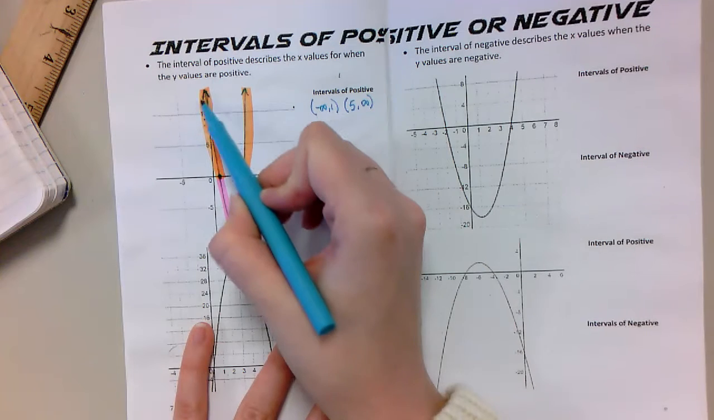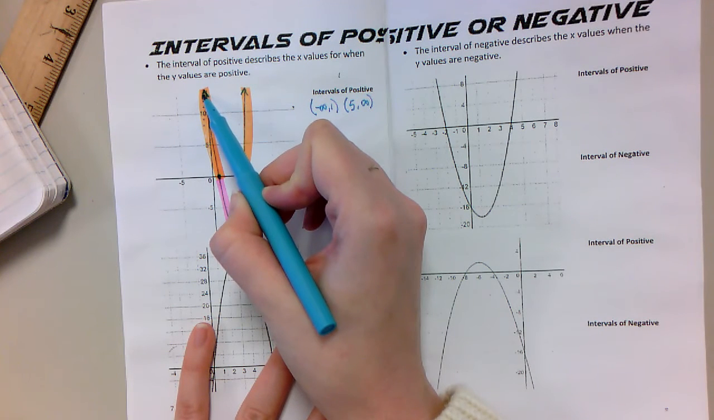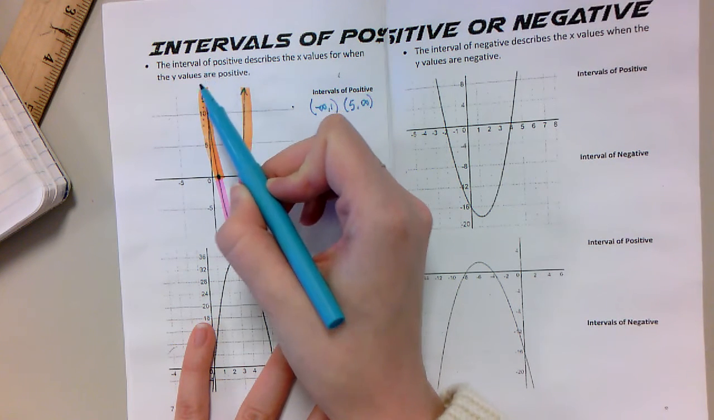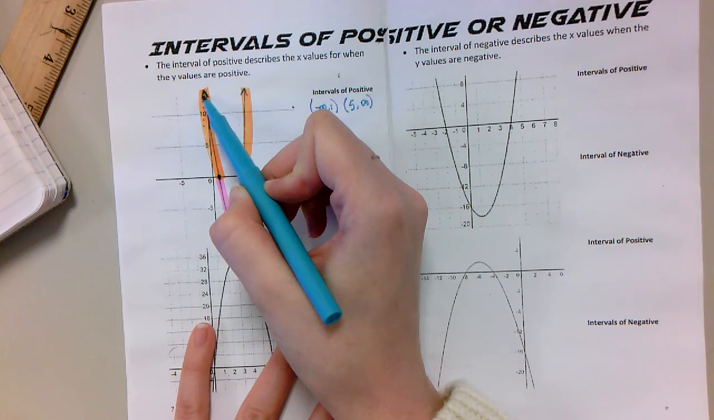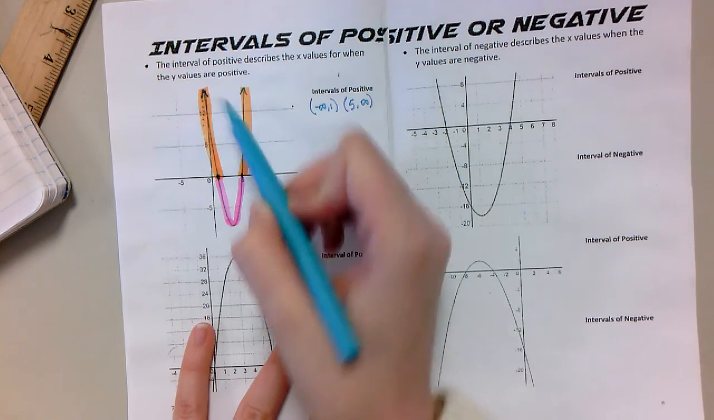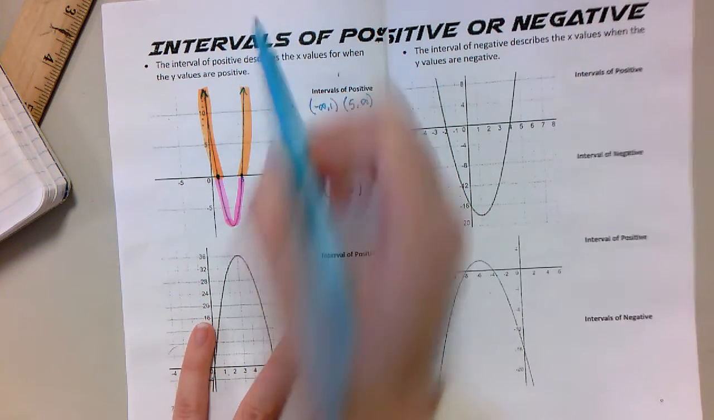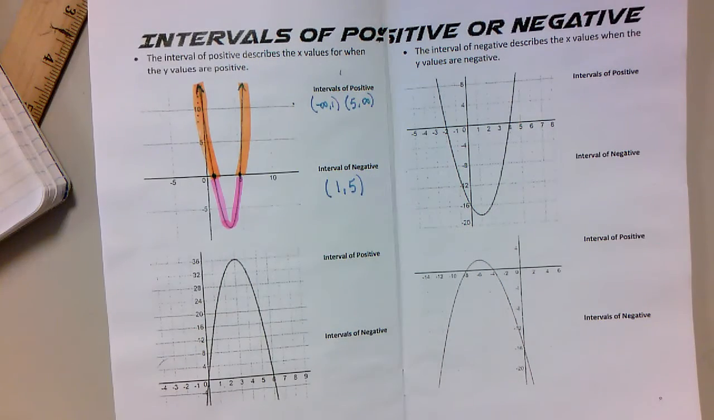And again, if you're looking at these end behaviors, if it opens upwards, that's positive. But if it's moving to the left, that's negative infinity. And if it's moving to the right or on the right side, that's positive infinity for those x values.